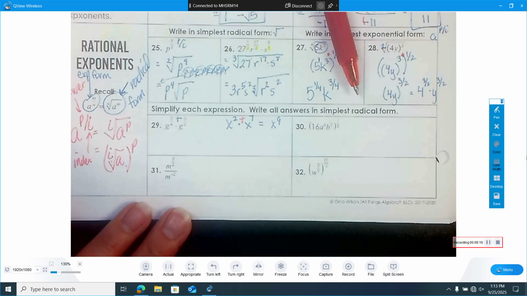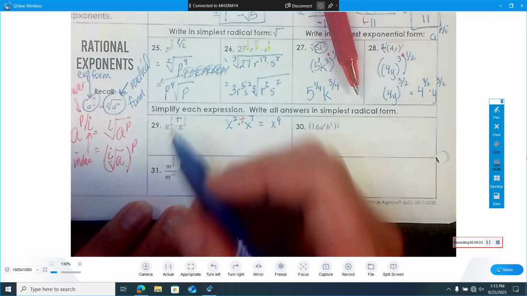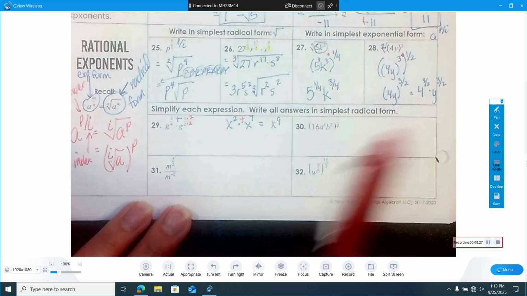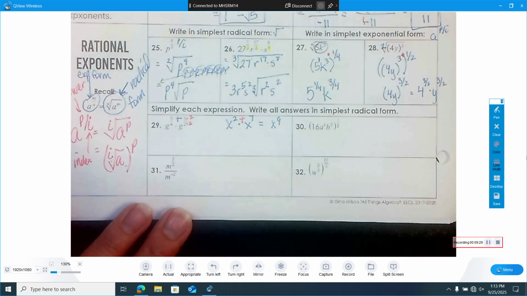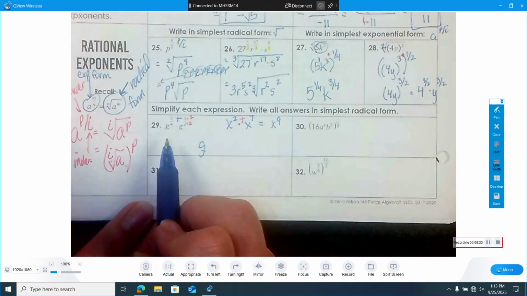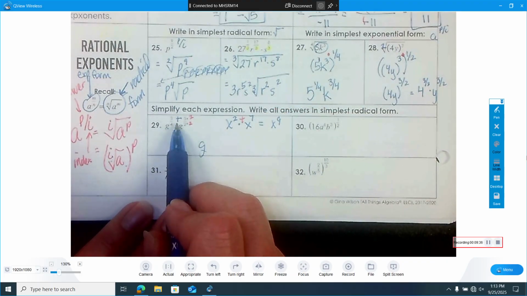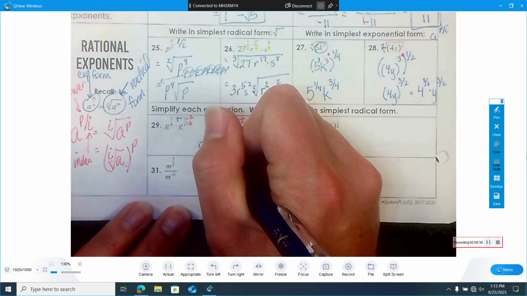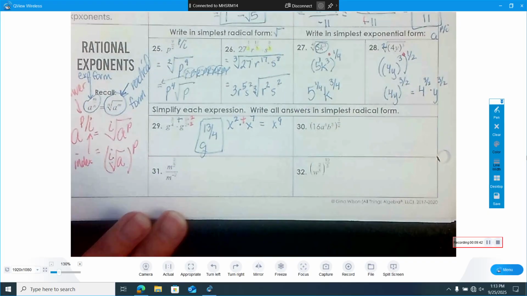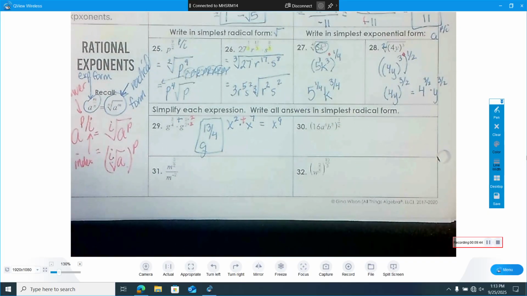Now, the fractions. Yeah. So the second one, we need a common denominator. So I'm going to multiply that second fraction by 2. The base stays the same. Yeah, so 3/4 plus 10/4 is 13/4. So get that common denominator. Not too bad.